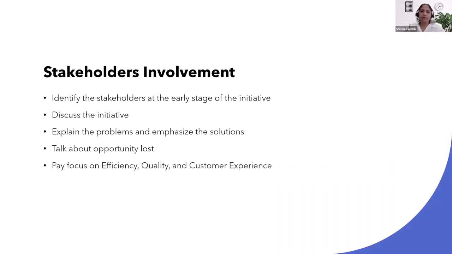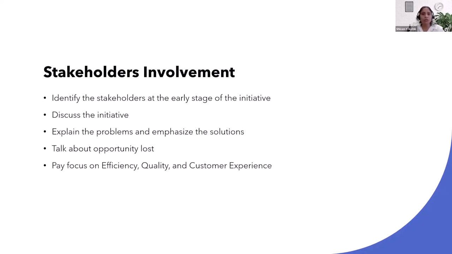Stakeholder involvement. It is very important to involve your stakeholders, because at the end of the day, you would require funding and approval for using new tools and methods. Identify the stakeholders at the early stage of the initiative. Discuss the initiative. Explain how it impacts customer experience. Talk about accessibility, searchability, multimedia, and consistency. Explain the problems and emphasize the solutions. How it saves time and effort, wherein time is money.